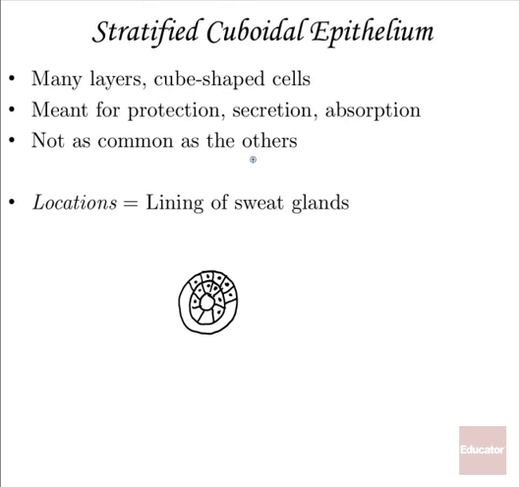Not as common as some of the others I've already told you about in this lesson, but you can find them. So the lining of sweat glands, like in the dermis of your skin, oftentimes if you cut through a sweat gland and you were to look at it under a microscope, that histological view is going to show you stacks of cube-shaped cells.